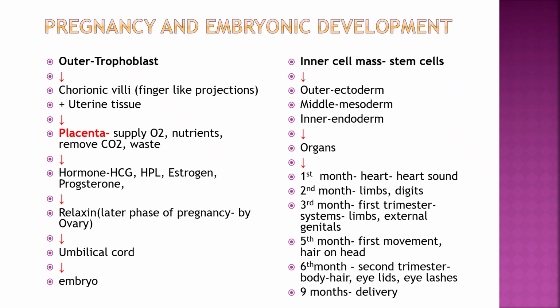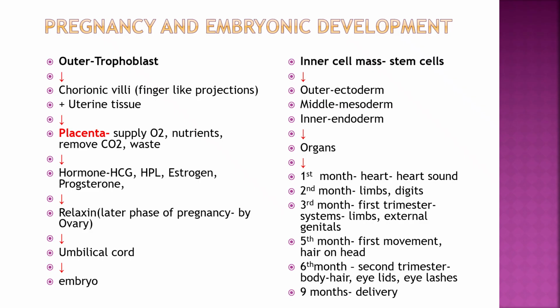Then relaxin is formed in the later phase of the pregnancy by the ovary, and then the umbilical cord is formed, which is attached to the embryo. The inner cell mass forms the stem cells. So outer ectoderm, middle mesoderm, and inner endoderm form the organs. So in the first month the heart is formed. So the first heart sound is heard in the first month. Second month, limbs and digits are formed. Third month, first trimester, systems, then limbs and external genitals are formed.